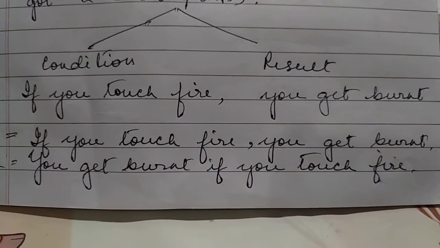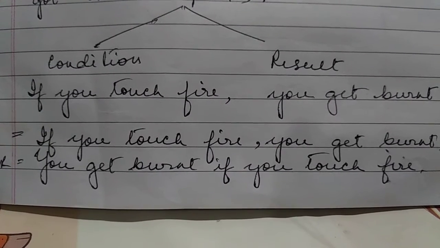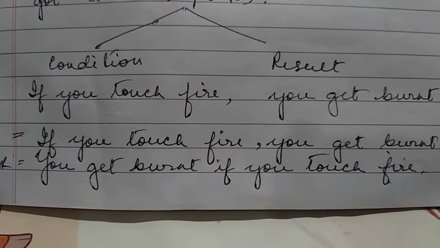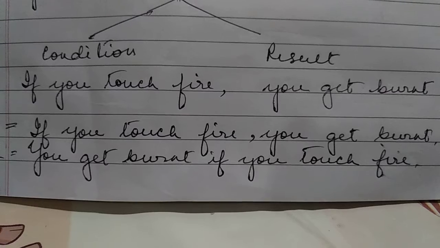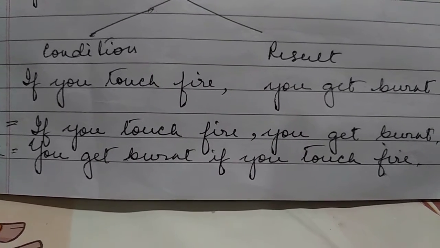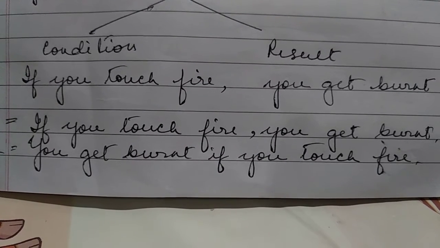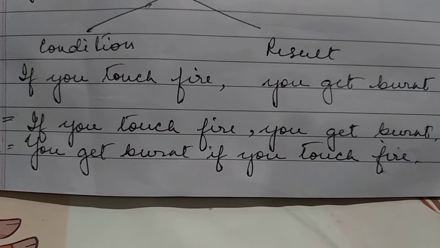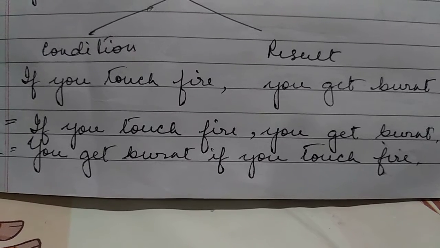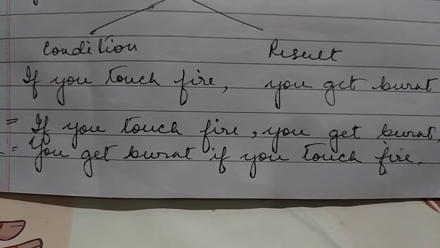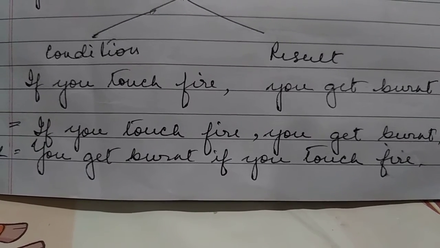Now, look at this sentence. If you touch fire, you get burned. If you touch fire is a condition, and the result is you get burned. Now, this sentence can be written in two different manners. If you touch fire, comma, you get burnt. This is how you can write. The other way of writing is you get burnt if you touch fire.